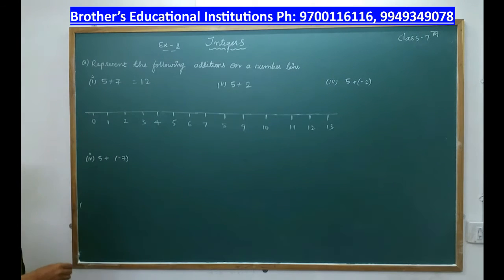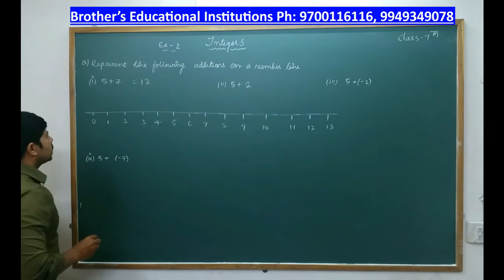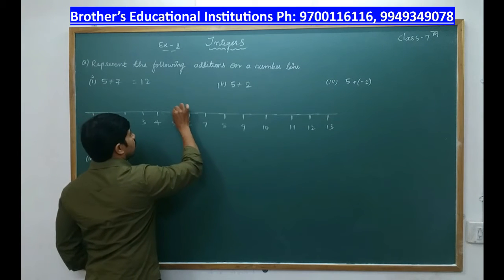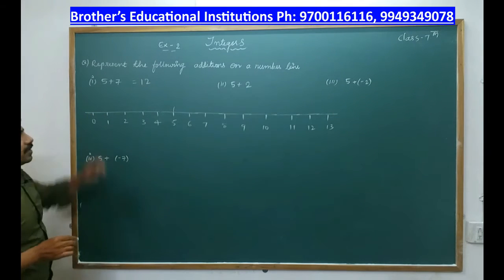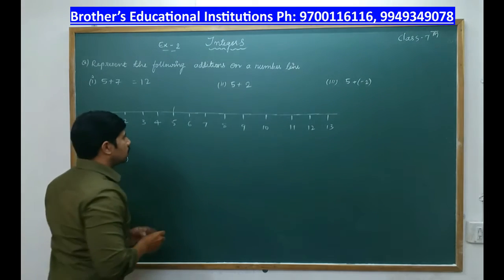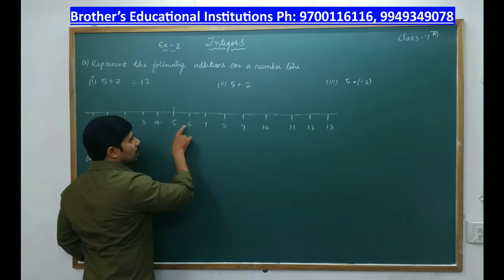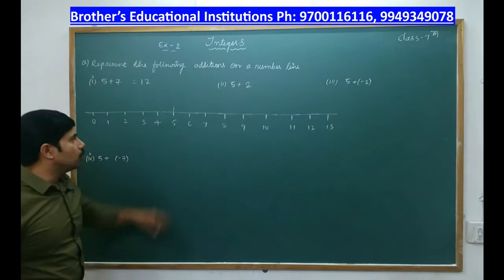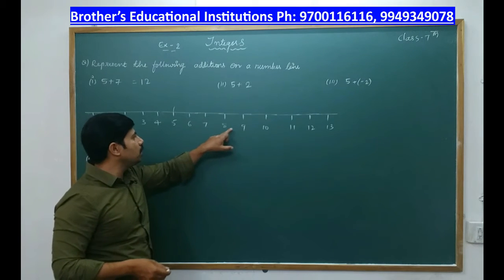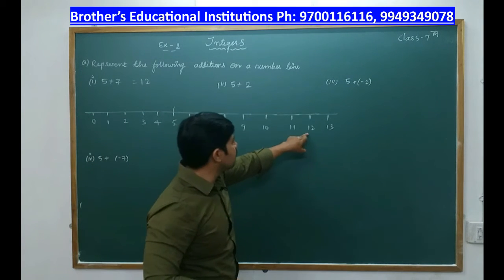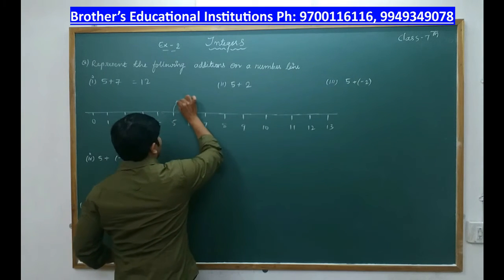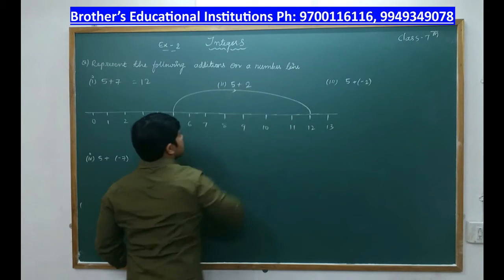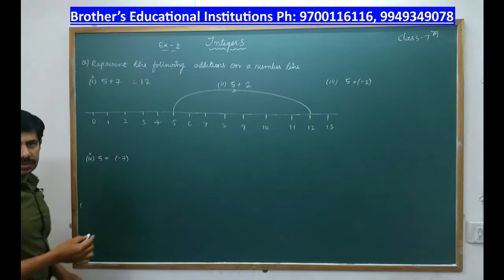Now first we are starting with 5, right? So start from 5 plus 7. What you do, you count the 7 from 5, you start counting till 7 steps you go. 1, 2, 3, 4, 5, 6, 7. So from 5, this is 7 steps. So 5 plus 7 is 12.